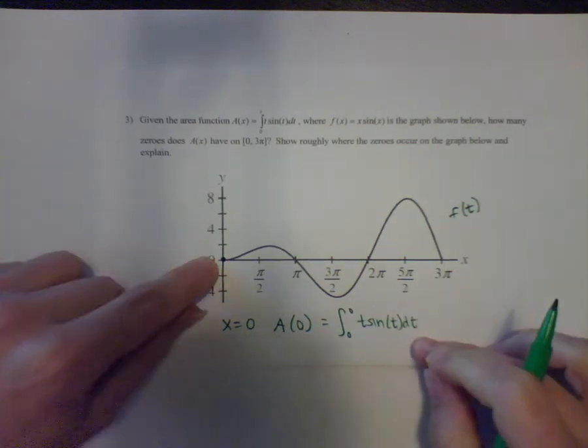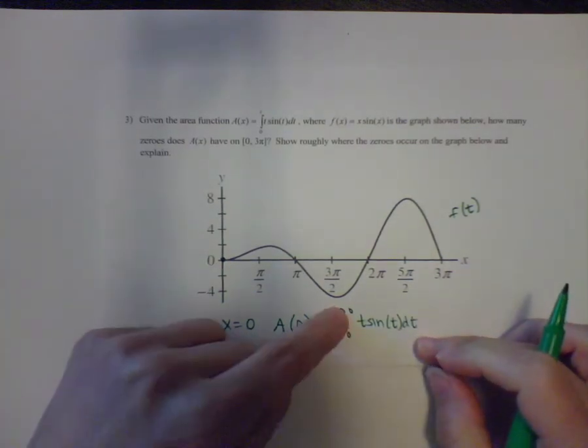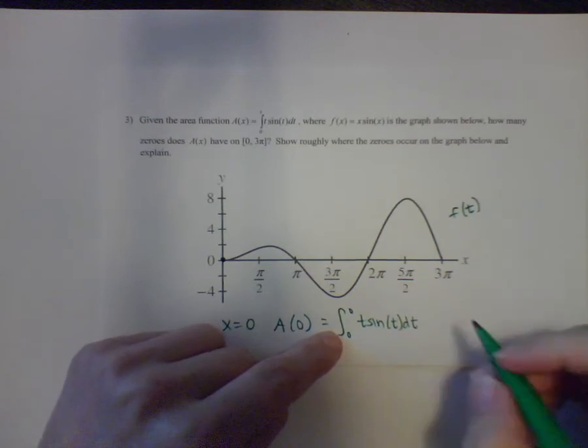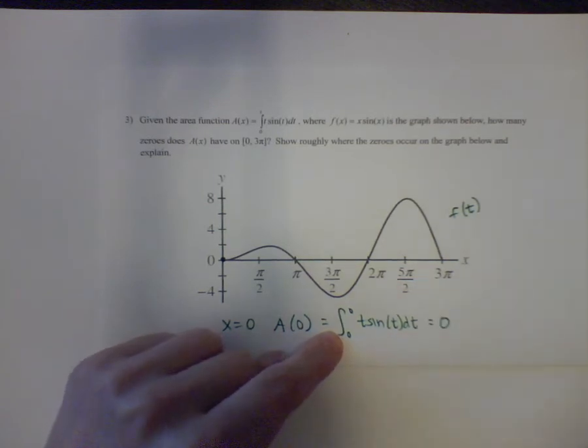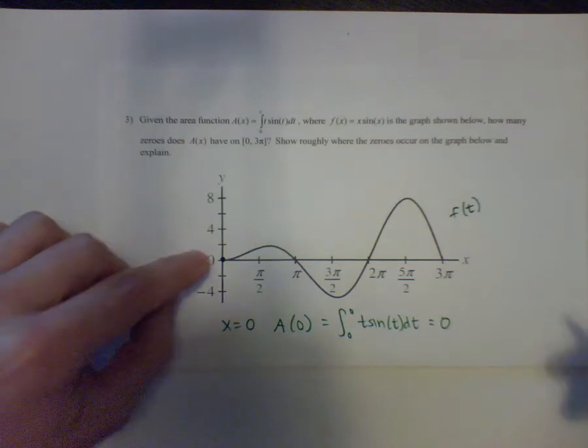Now, it doesn't really matter that it's actually 0 here. The fact of the matter is that my bounds are the same, which means there's no width, which means that my area is going to be 0. So there's one already. That's kind of like the obvious one to begin with. So far, we have 1, 0.